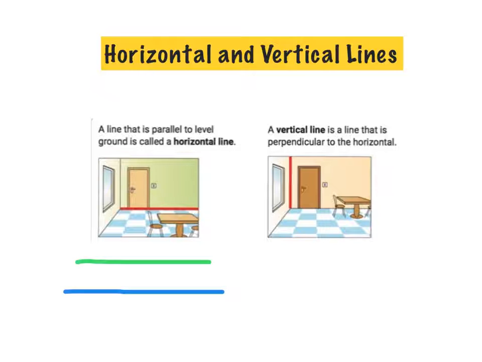So we can basically say that lines that are going down are vertical lines and lines going across are horizontal lines. But we have to make sure that the lines are parallel to the ground if it's a horizontal line and perpendicular to a horizontal line if it's a vertical line.